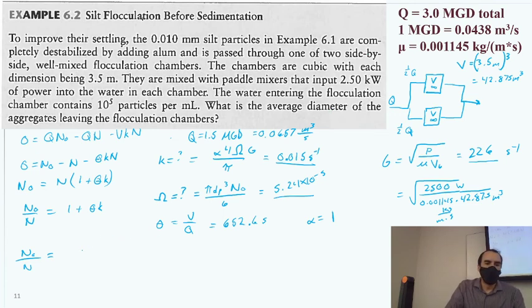Finally, we can get our n naught over n by putting this in, and that's going to give us just about 11, so 10.81 initial particles in every final particle.